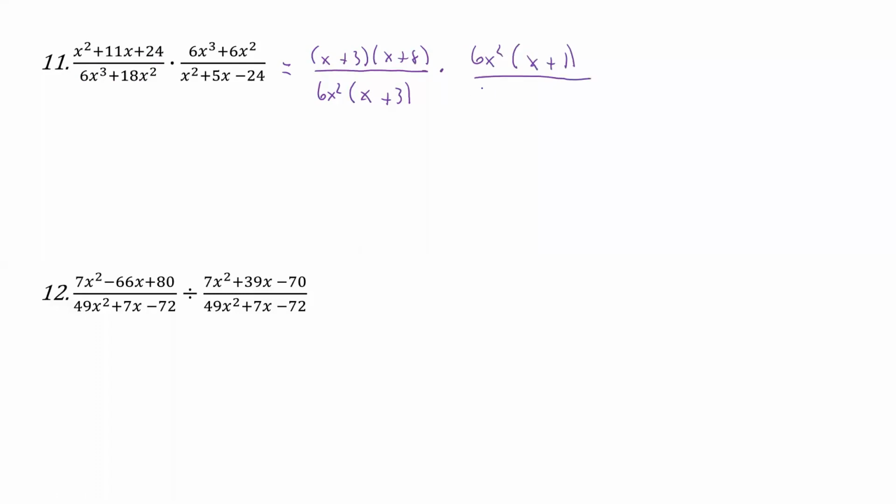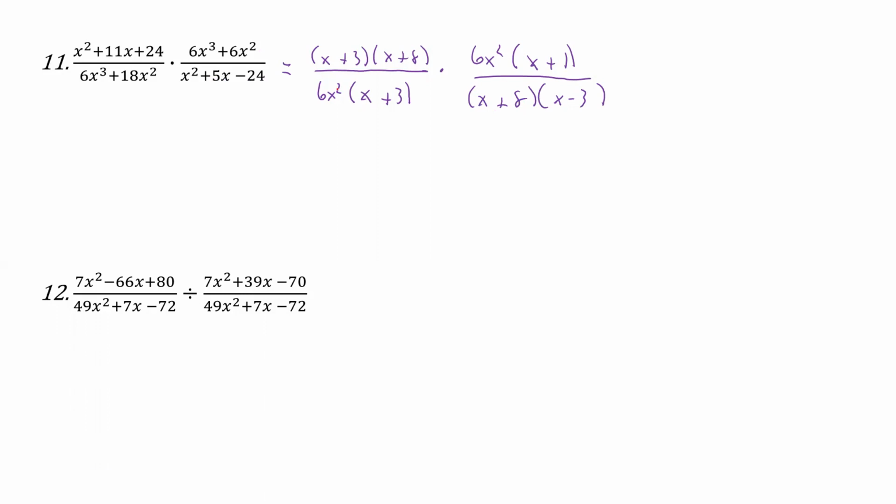And down here, it looks like I've got a difference, and the larger one has to be positive. And so I'm going to have x plus 8, x minus 3 to get the 24 negative. And then 8 minus 3 is 5, so that looks good. And so now I can just start canceling again.